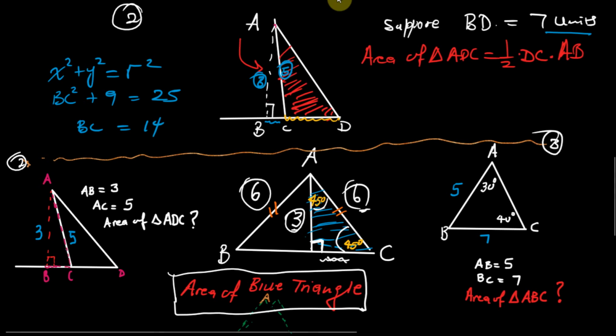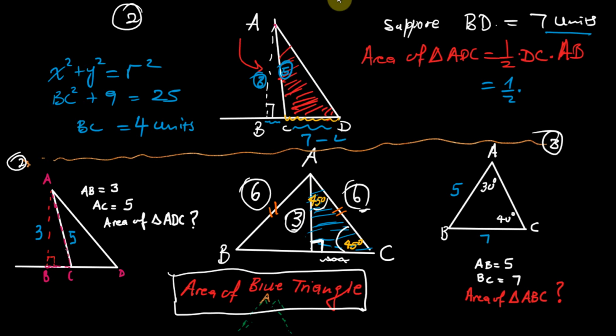BC will be equal to 4 units. So we can say that this is half multiplied by your DC, which is now 7 minus 4, which is equal to 3. So it's 3 multiplied by your AB, which is 3. Then this is 9 over 2 square units.